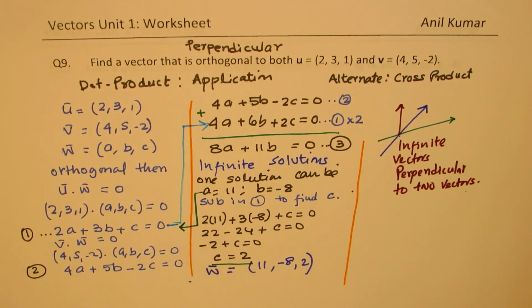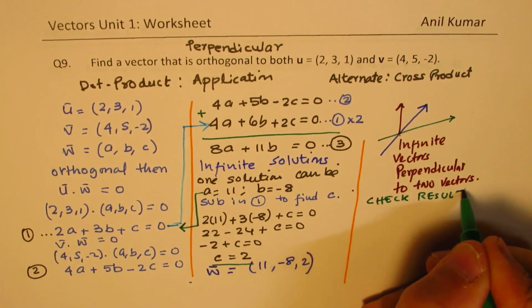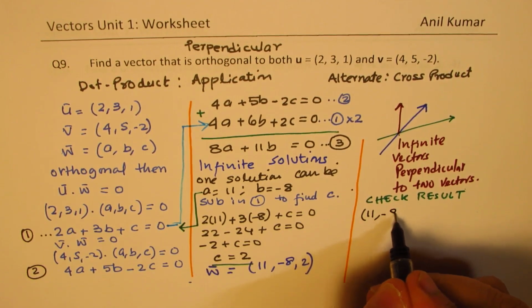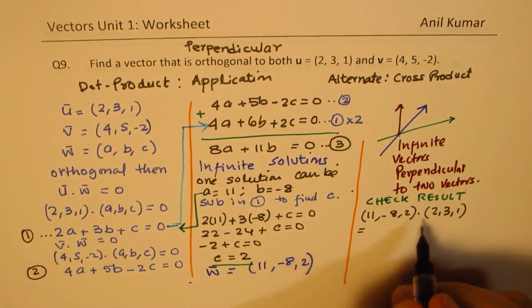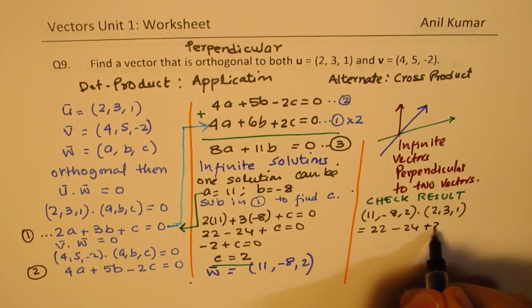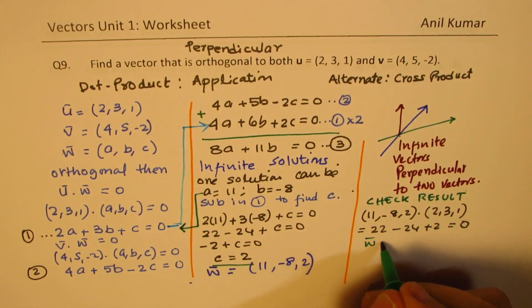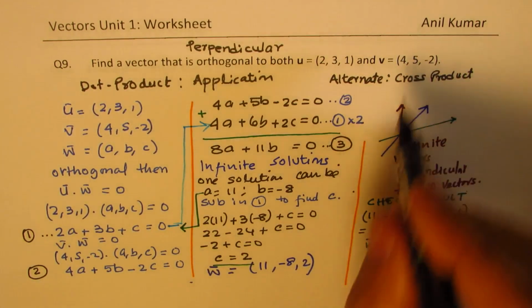Now it is a good idea to check the result, right? So, do we have the right result? So let's check and test. It is important for you to understand that we got one answer. There could be many. Let us at least test, right? So if I do the dot product of w with, let us say, u, which is (2, 3, 1), what do I get? 11 times 2 is 22, minus 8 times 3 is 24, plus 2. It is equal to 0. So that means that vector w dot vector u equals 0. So that means they are perpendicular.